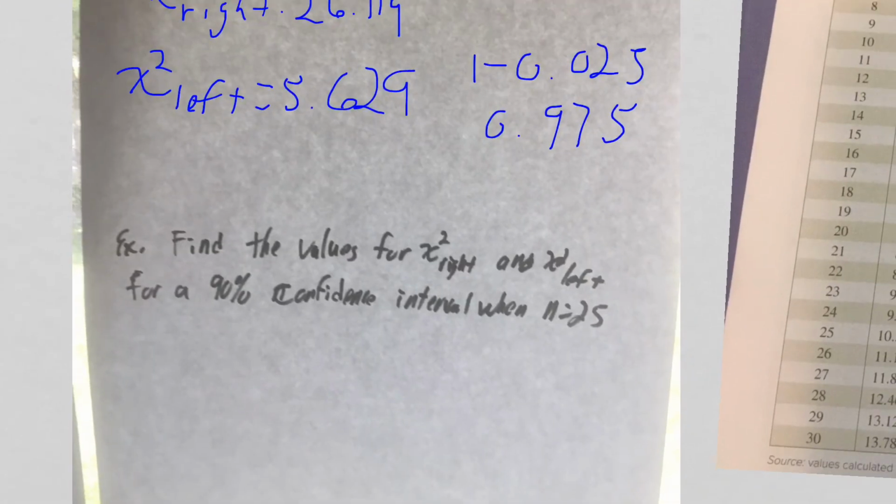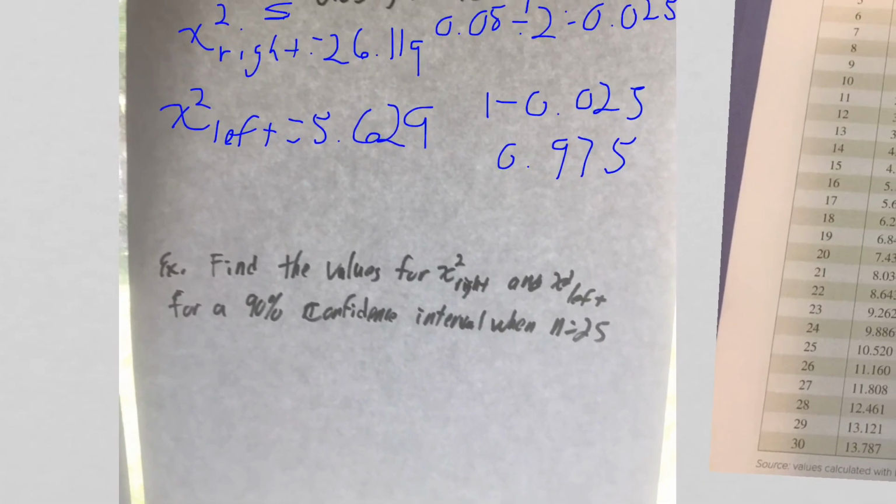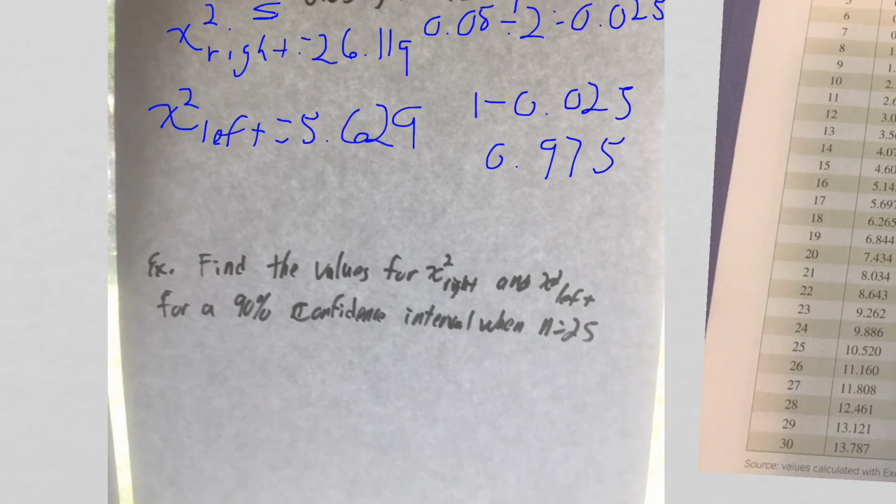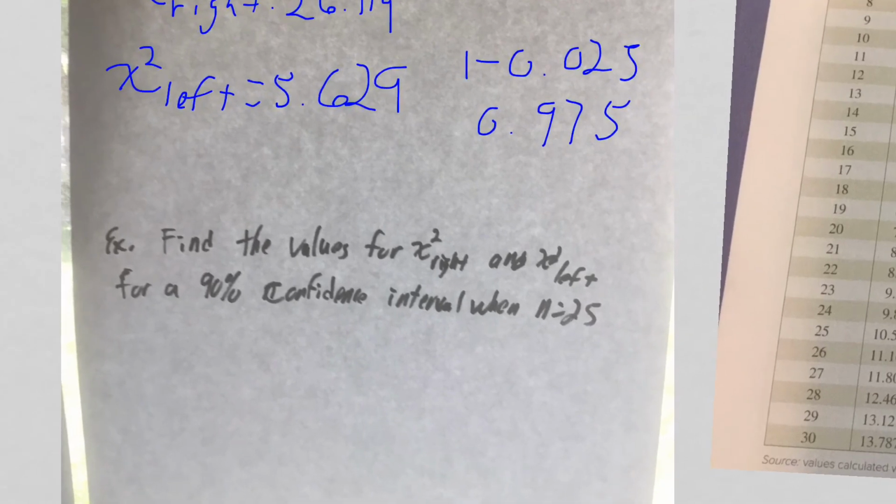Now we're going to look at the problem more like what we would have in our word problems, where it actually tells us the percentage. To figure out our chi-squared right, you do 1 minus the 90% as a decimal, which would be 0.9. That's going to give us 0.1. We're going to divide that by 2, which gives us 0.05. The degrees of freedom will be 24 because our sample size is 25.